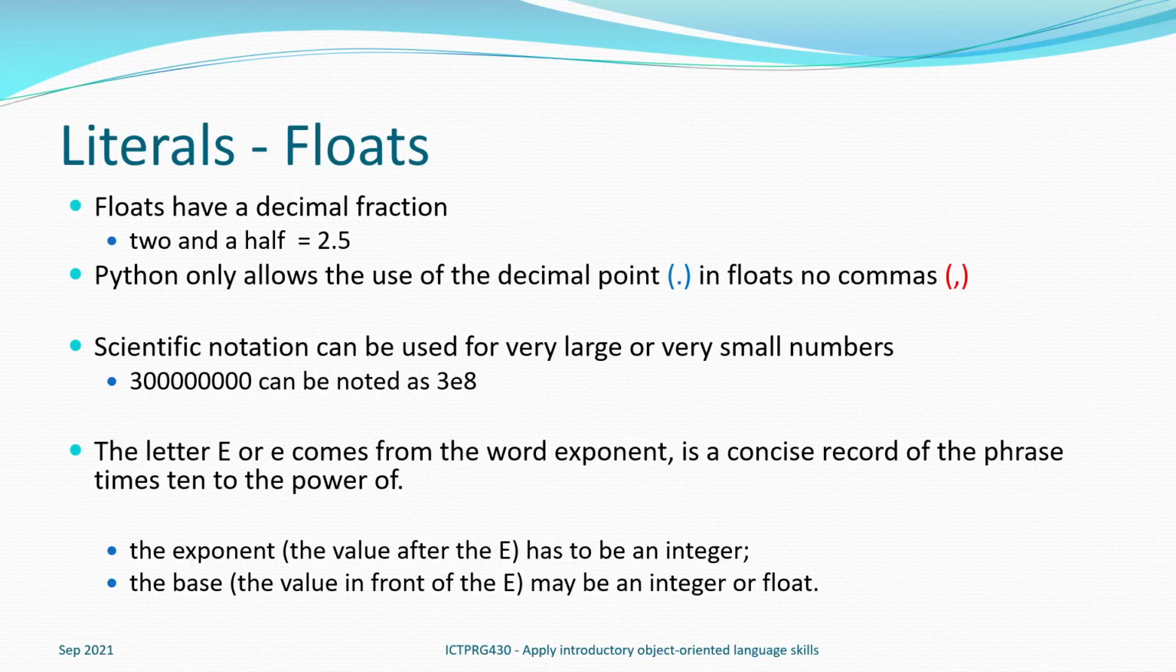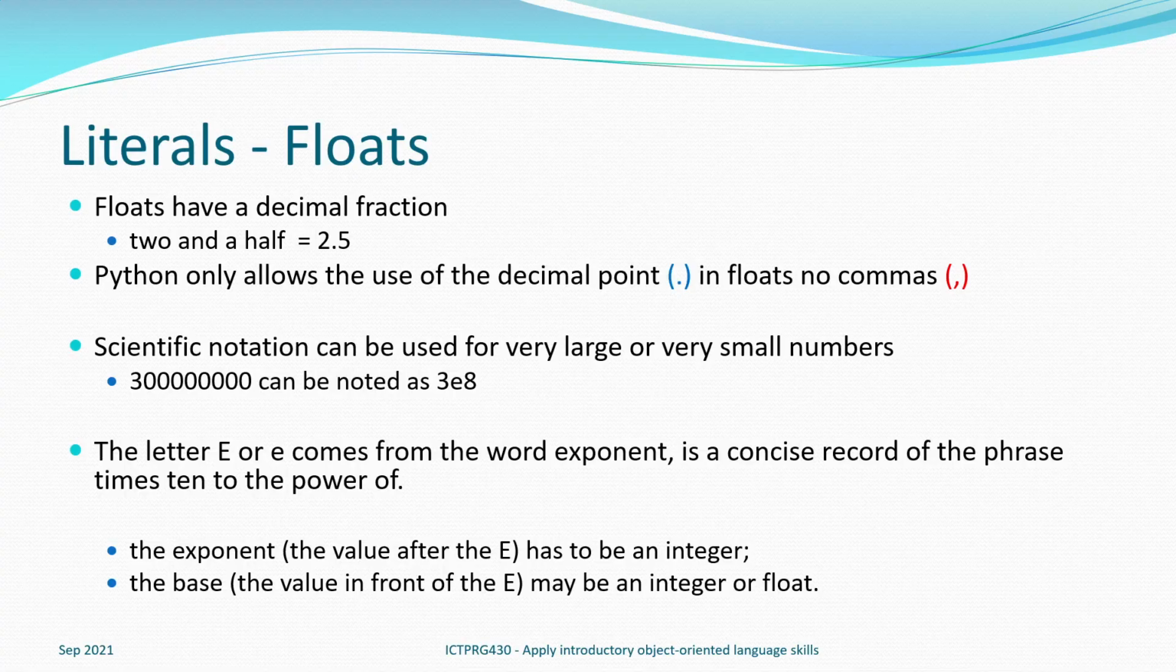Also, Python will always use scientific notation for large numbers. So its basic function, if you like, is to display numbers in the most efficient and concise way it can. So instead of displaying the 3 and 8 zeros, it's just going to be noted as 3E8. So the E is the exponent, so it tells it how to move the decimal point back and forth.